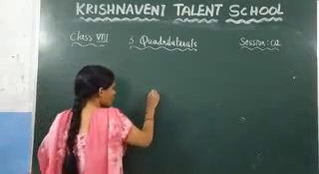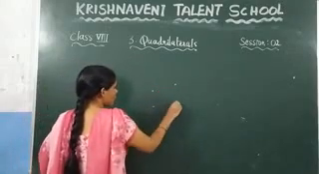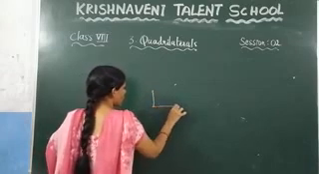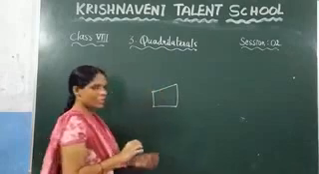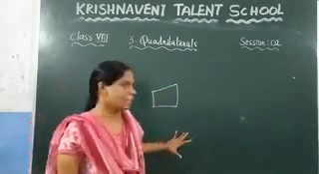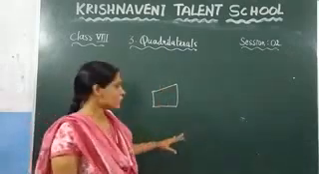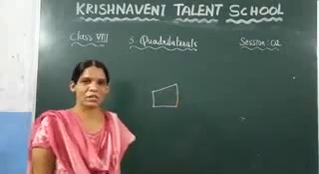So you can take any 4 points on the plane, and if you join those 4 points you will get 4 lines, and it will be nothing but the quadrilateral. A quadrilateral is nothing but a closed figure. It is a closed figure, right? And that consists of 4 sides, so we call it a quadrilateral.